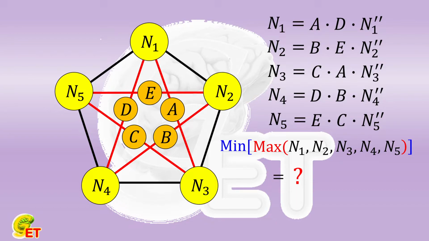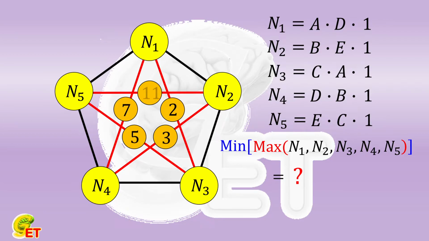Because we ultimately demand the minimum value, under the conditions, n1, n2, n3, n4 and n5 should be as small as possible. So we just set all the factors except for a, b, c, d, e to 1. As for a, b, c, d, e, they should be the smallest 5 numbers that are coprime to each other, that is, the smallest 5 prime numbers: 2, 3, 5, 7, 11. 2 times 7 equals 14, 11 times 3 equals 33, 2 times 5 equals 10, 3 times 7 equals 21, 5 times 11 equals 55.